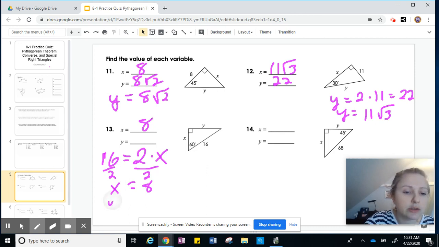And then y is the longer leg. So we know that the longer leg is always equal to the shorter leg times the square root of 3. So 8 square root of 3.